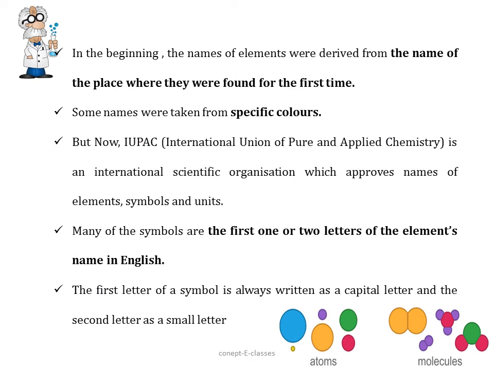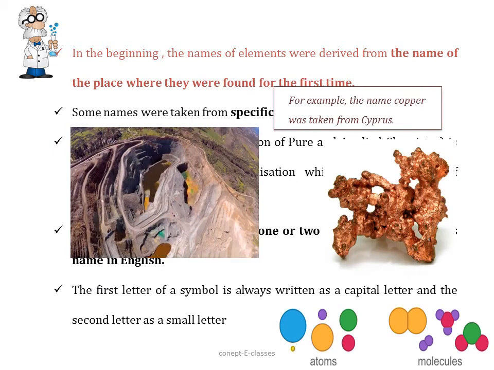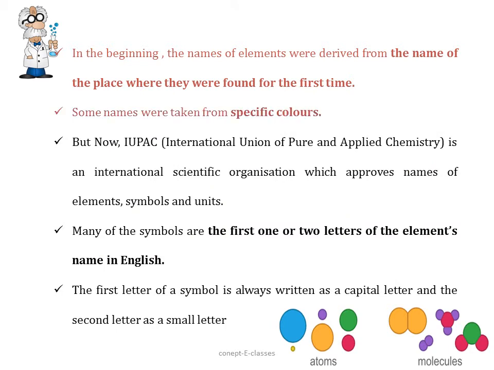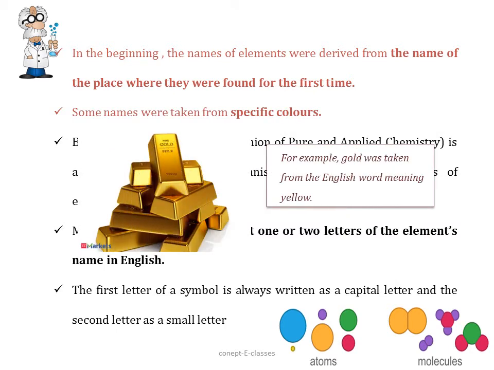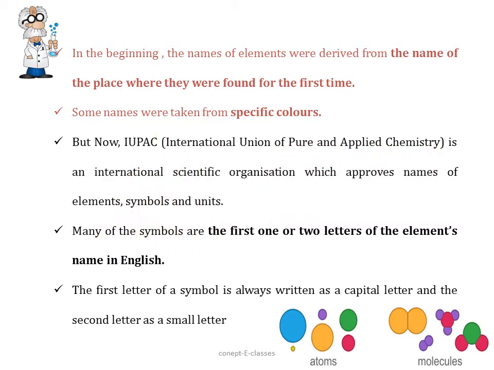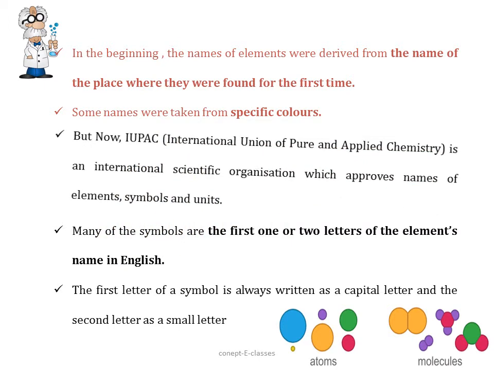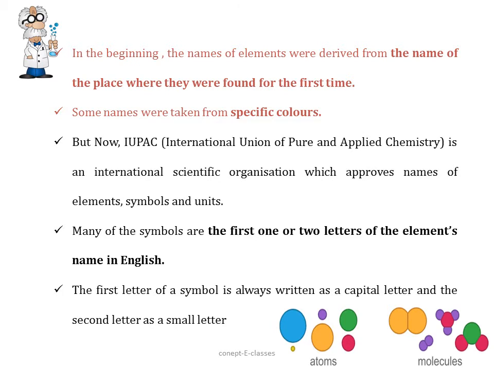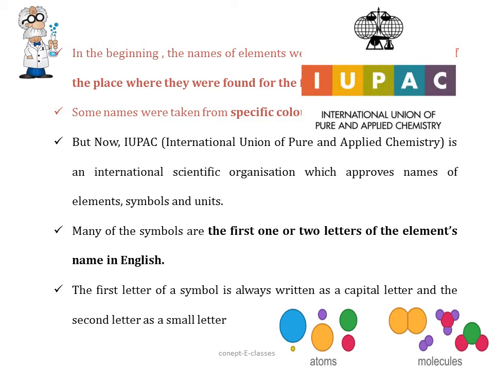Now, in the beginning, the names of the elements were derived from the name of the place they were found for the first time. For example, the name copper was taken from the place Cyprus. Similarly, some names were taken from specific colors. For example, gold was taken from the English word meaning yellow. But now, IUPAC, the International Union of Pure and Applied Chemistry, an international scientific organization, approves the names of elements, symbols, and units.